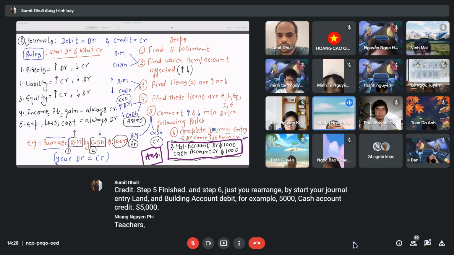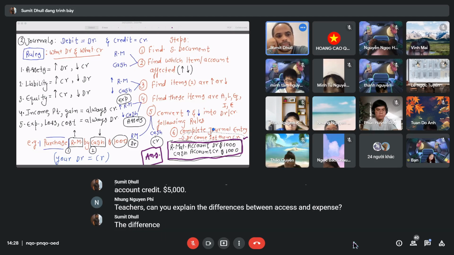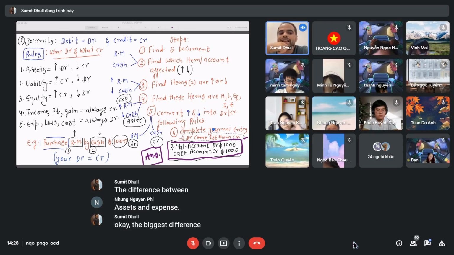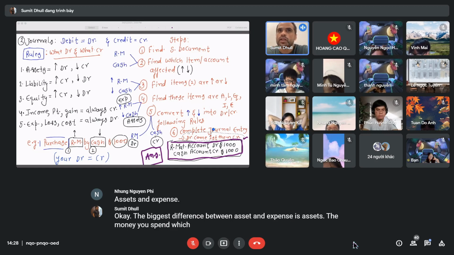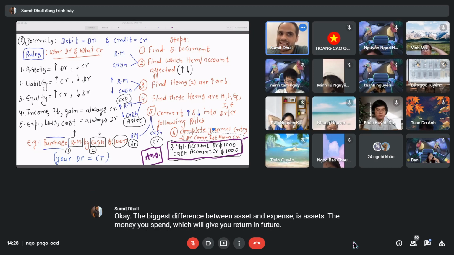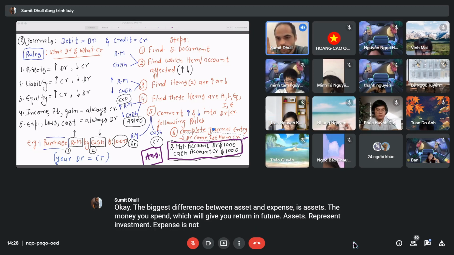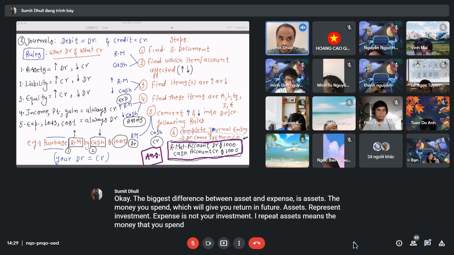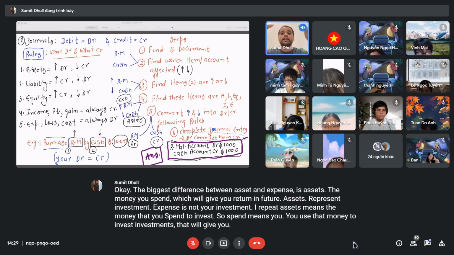Teacher, can you explain the differences between assets and expense? The difference between assets and expense. Okay. The biggest difference between asset and expense is that with assets, the money you spend will give you return in future. Assets represent investment. Expense is not your investment. I repeat, assets means the money that you spend to invest. Invest means that it will give you return in future.